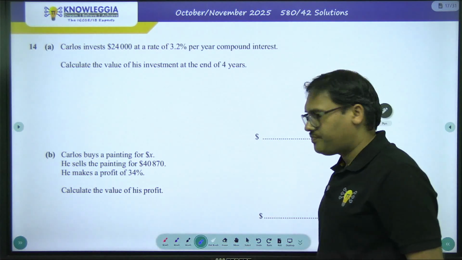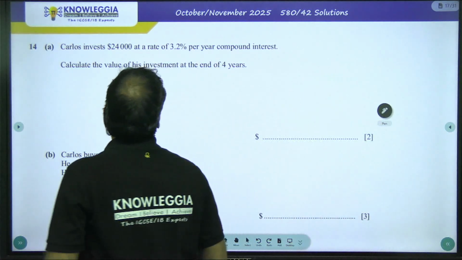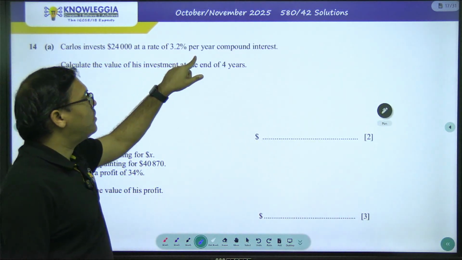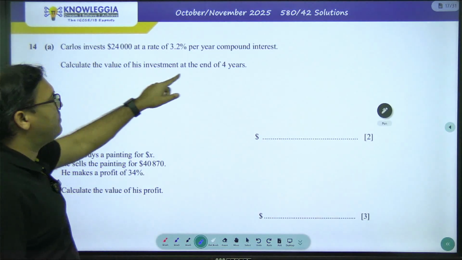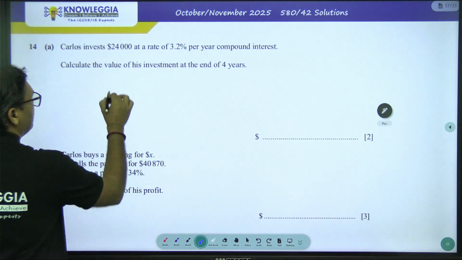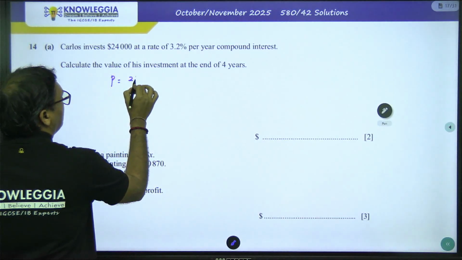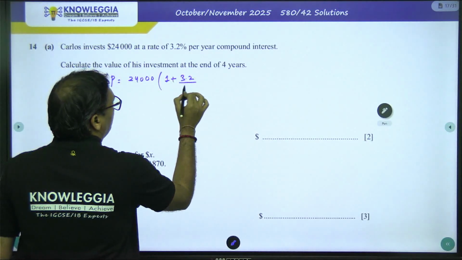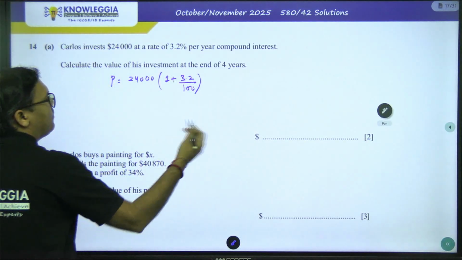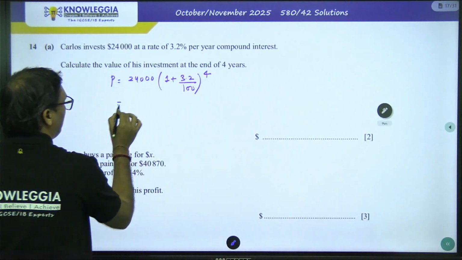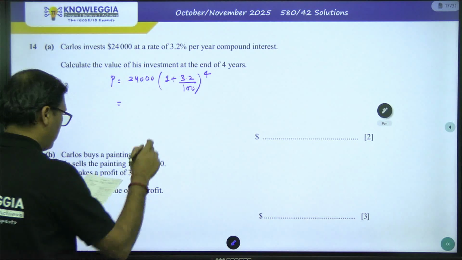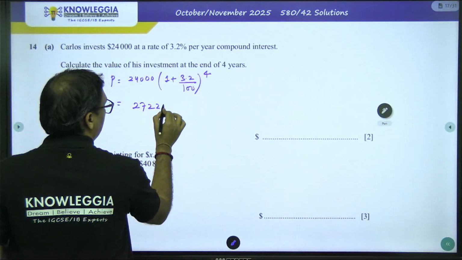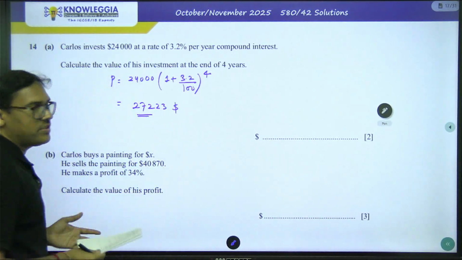Now the question on compound interest, simple interest. The question is, Carlos invests at the rate of 3.2% per year compound interest. Calculate the value of this investment at the end of 4 years. So what is the final value? Initial value 24,000 into 1 plus the rate of interest, 3.2 by 100, right? And for how many years? For 4 years. Just put the values in the calculator, you'll get the answer. This is 27,222 dollars. That will be the final value of this investment, right?